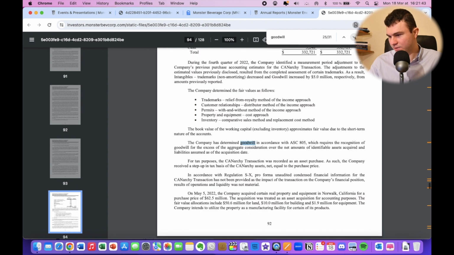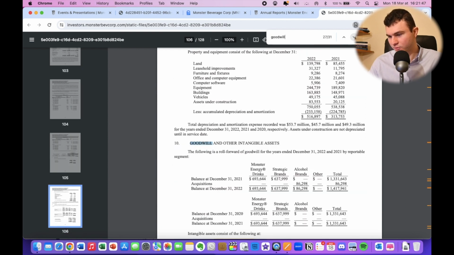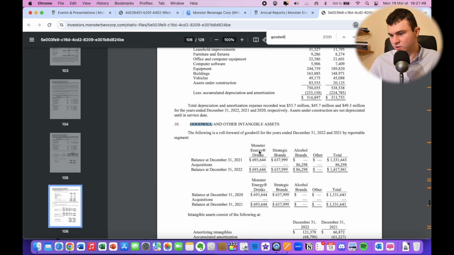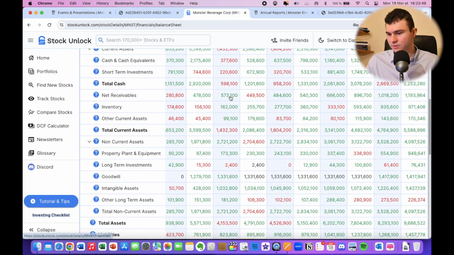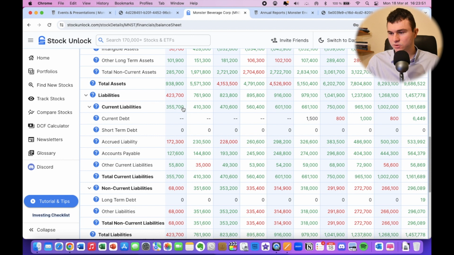Okay, let's see what we have here. No information for the goodwill, Monster Energy Drinks acquisition. They bought something for alcohol brands recently. Let's continue with the liabilities just to check current debt.